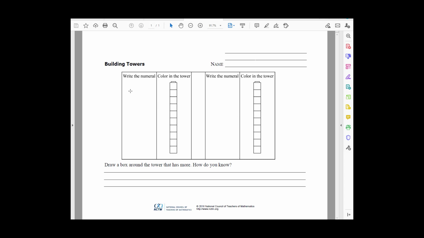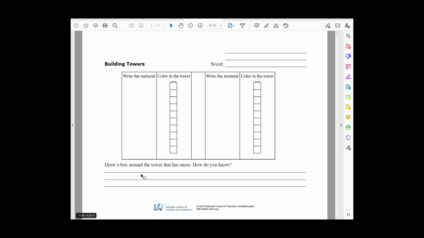Remember, kids that little are not going to be able to read words like write the numeral or color the tower. You want to explain this to them. For very small children, you might have to write their names on here for them. It just depends on where the children are in their development, in their learning.